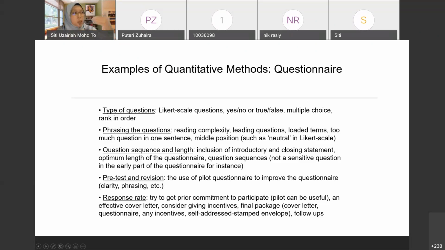So how you phrase the question, the sequence. You need to make sure your questionnaire follows the sequence, which starts first, which comes later. It must have a good storyline. And then the response rate, how are you going to get a good response rate? How many people return your questionnaire, for example? So these are things that you need to be aware of when you collect your data.